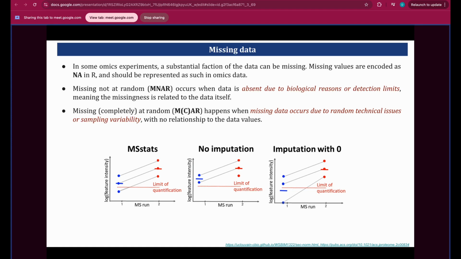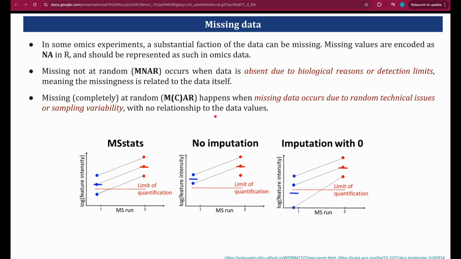So if the experimentalist, due to his mistakes or due to some device failure or something like that, if the missing value is due to that, then that is known as missing completely at random. So we can ignore these values, meaning we can even simply delete them. But in case of values that are missing not at random, we cannot ignore them.